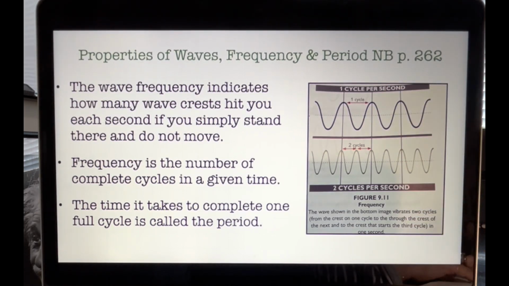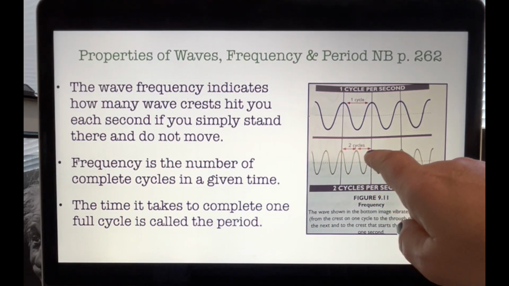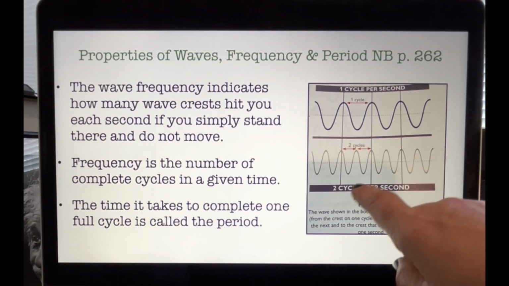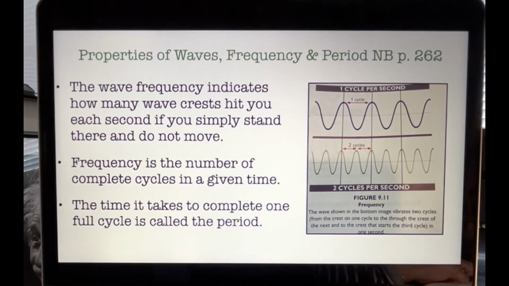The wave shown in the bottom image vibrates 2 cycles, from the crest on one cycle through the crest of the next and to the crest that starts the third cycle, in 1 second. So frequency is the number of complete cycles in a given time. So here we go. We said from crest to crest is 1 cycle. So we have 1 here and 1 here. So the frequency here is 2. The frequency here is 1.